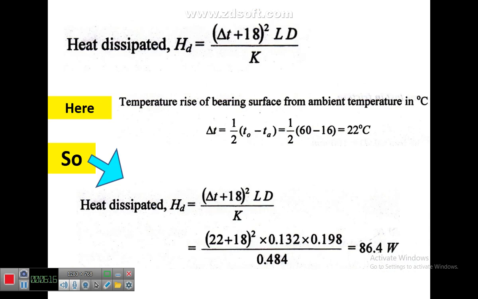And coming to the next one, heat dissipated. This formula is also available in the same page, delta T plus 18 whole squared into LD divided by K. Here we are going to find the delta T using the formula T naught minus TA by 2. So we have the values T naught and TA as 60 and 16, and you can get the value of delta T as 22 degree Celsius. And for K, capital K, you have a constant, that is 0.484. So substitute all the unknowns, you can get it as 86.4.